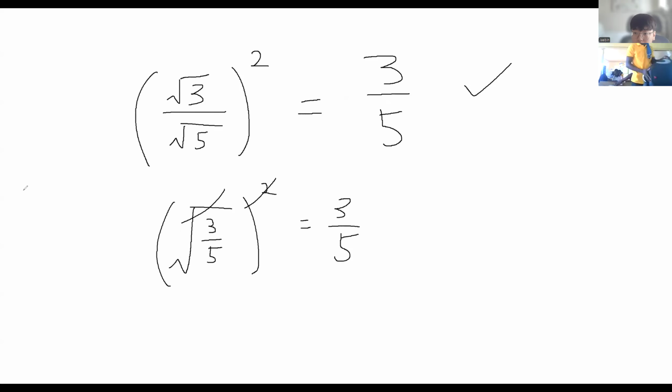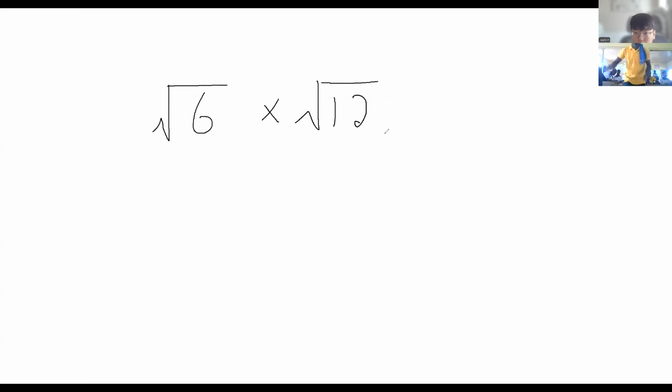Okay. So one last question for today. Just one more. This will be square root of 6 times square root of 12. Now, I want you to simplify this to the furthest.